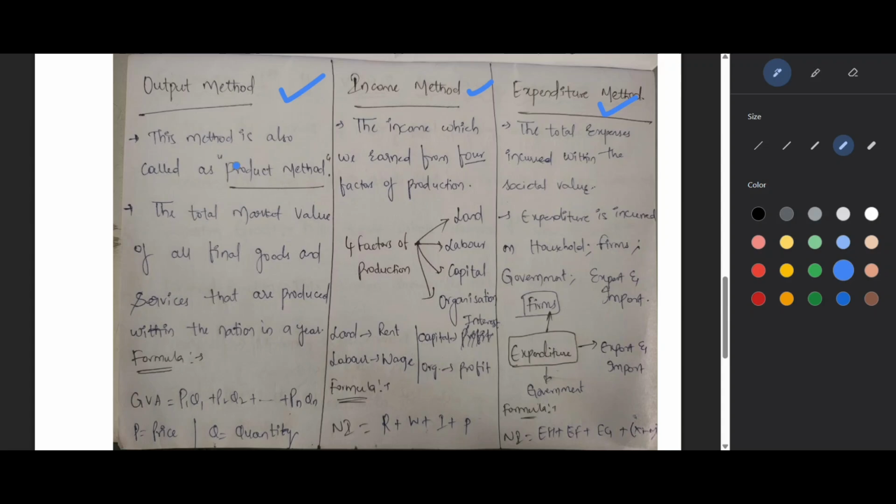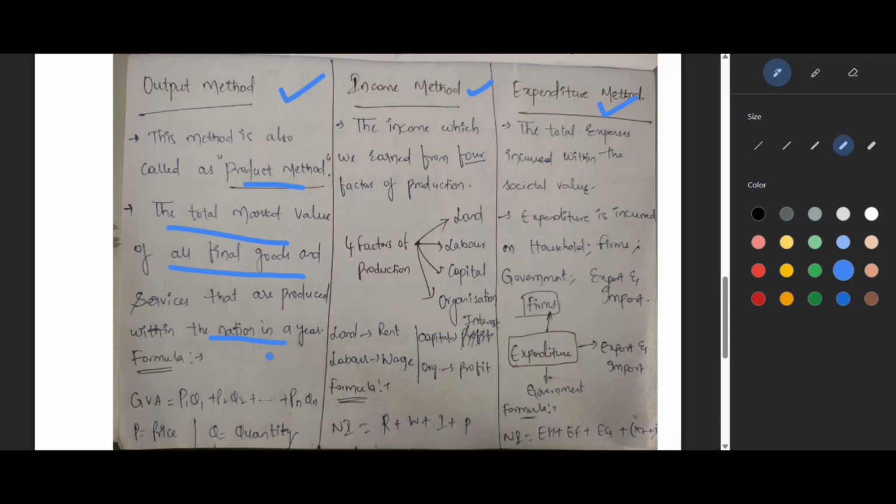Output method, this method is also called the product method. In this method, we will calculate the total production value which we produce in a particular year. If you want to write the output method in the examination, you just have to copy the definition which we have learned in the national income. So see the same definition here: the total market value of all final goods and services that are produced within the nation. In the national income definition, there is within the country, but in the output method, there is within the nation in a year.